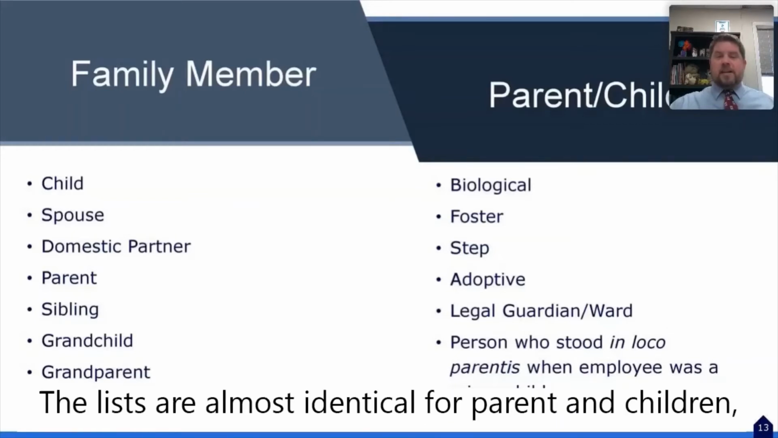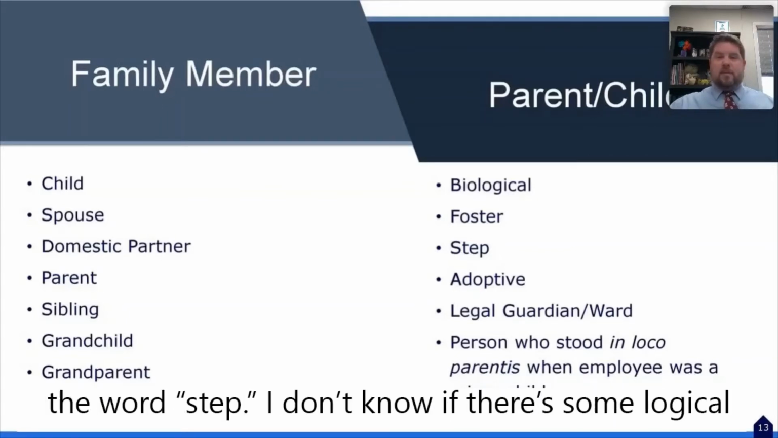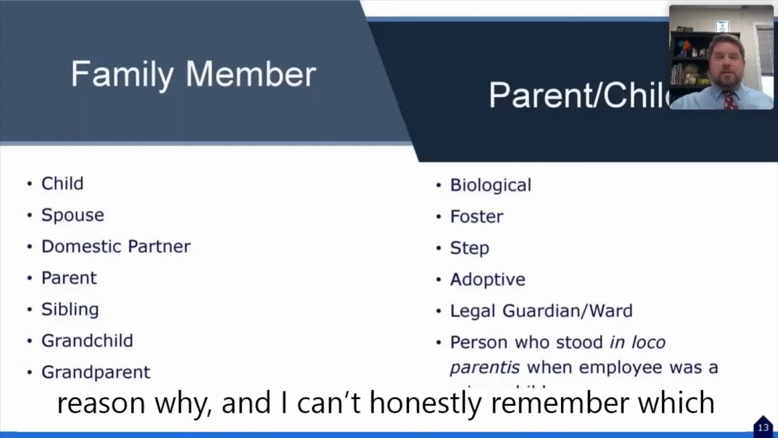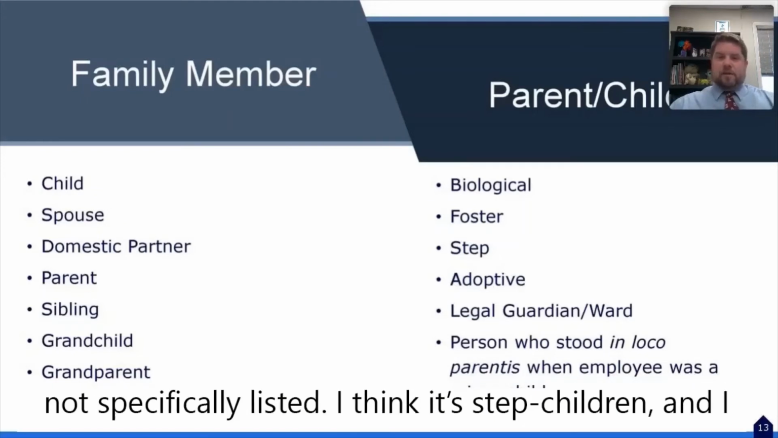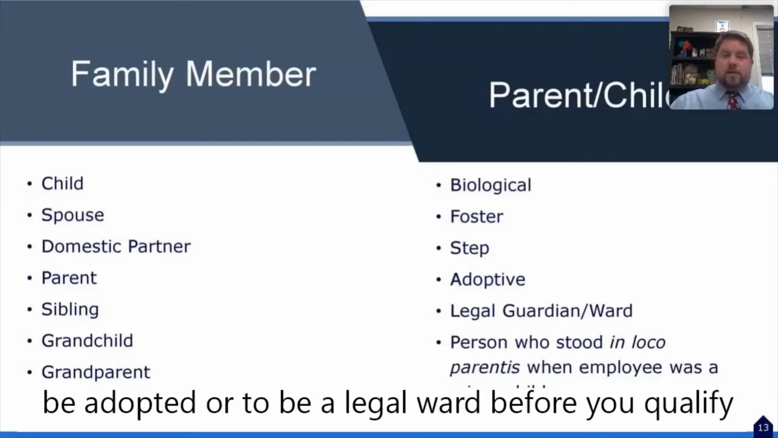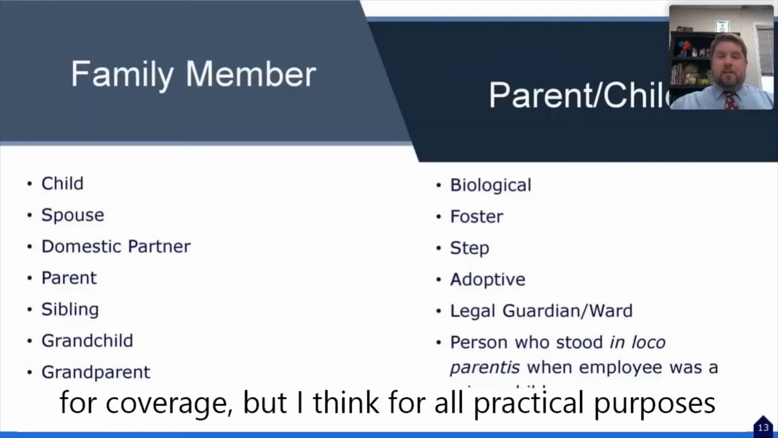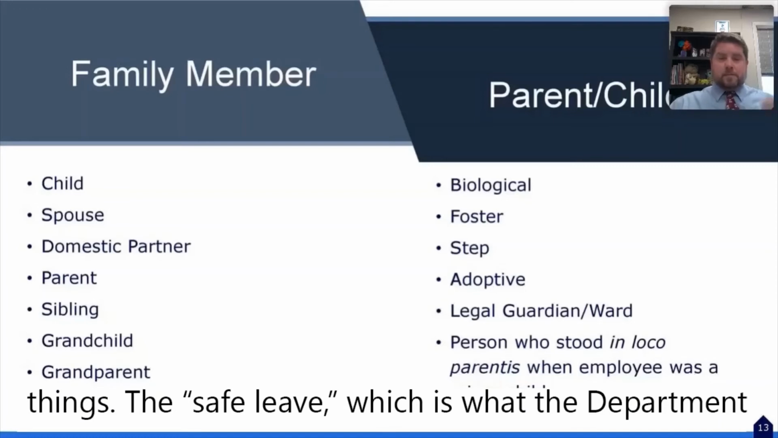The lists are almost identical for parent and children, but for some reason, one of the lists does not have the word step. I don't know if there's some logical reason why, and I can't honestly remember which one it is. Either step parents or step children are not specifically listed. I think it's step children, and I don't know if the legislature intended you to have to be adopted or to be a legal guardian or legal ward before you qualify for coverage. But I think for all practical purposes, we understand that it's pretty much any of these things.